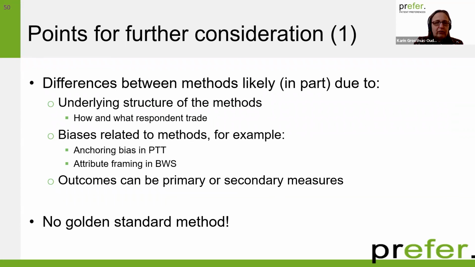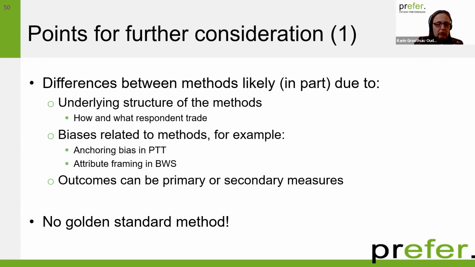To conclude, we found differences between studies, and those differences were more profound when we compared the outcomes instead of the ranking of the attributes. And those differences might be due to the underlying structure of the methods. For example, in the DCE, there is a more explicit trading between attributes compared to best versus swing weighting or best versus scaling case 1.